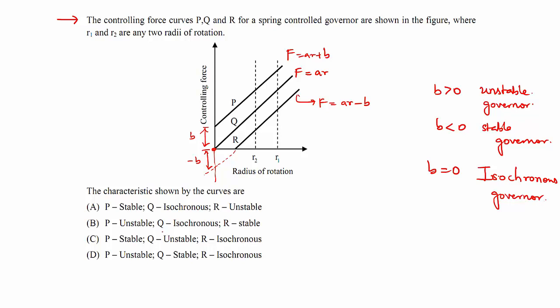Okay, so here option B, that is P is an unstable governor, Q is an isochronous governor, and R is a stable governor. So here, if the B value is negative, then it is a stable governor. If the B value is positive, then it is an unstable governor. If B is equal to 0, then it is an isochronous governor. That is option B. This is the end of the question.